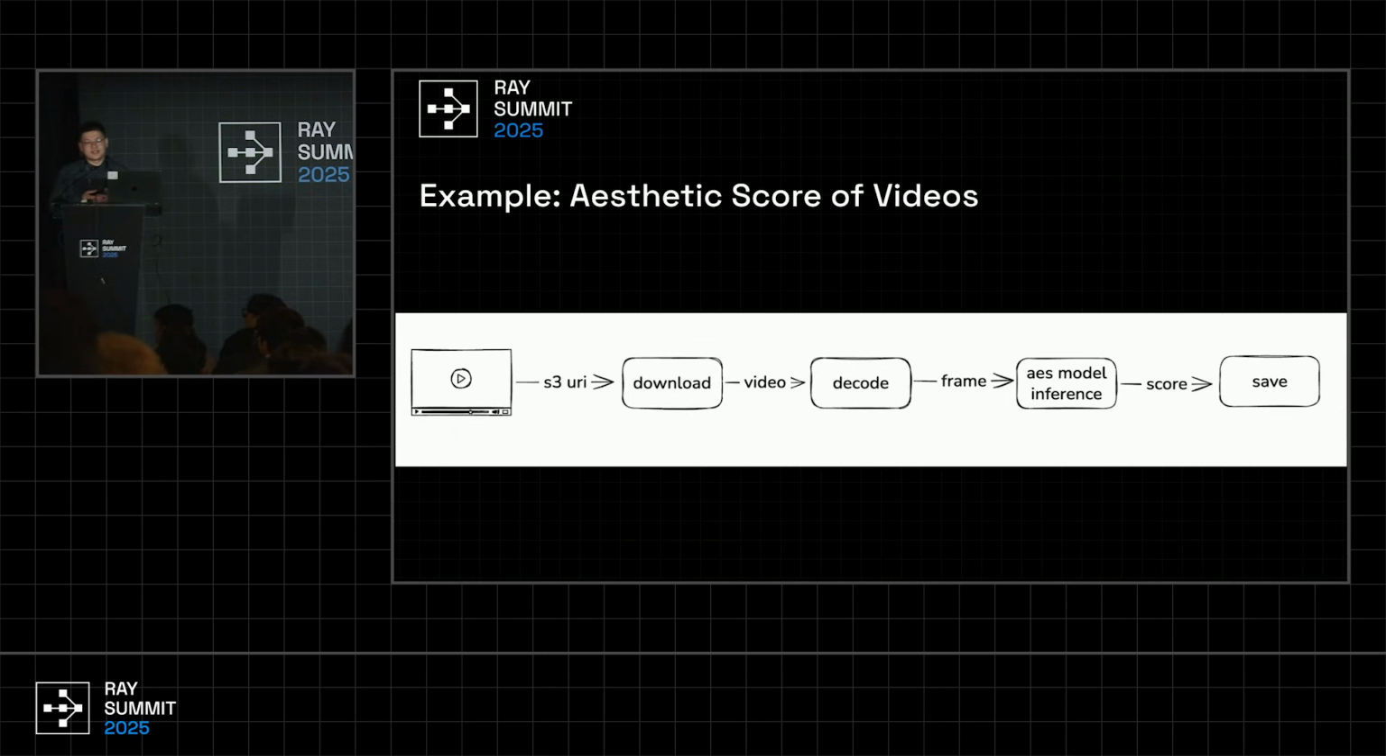Now here is a simple example of how we calculate aesthetic scores of video. For example, we have videos, and we download these videos from object storage. Then we run some decoding algorithm to gather the frames or images from the videos. And then we use models on GPU to infer the scores from these frames. And finally, we save this data to our database.